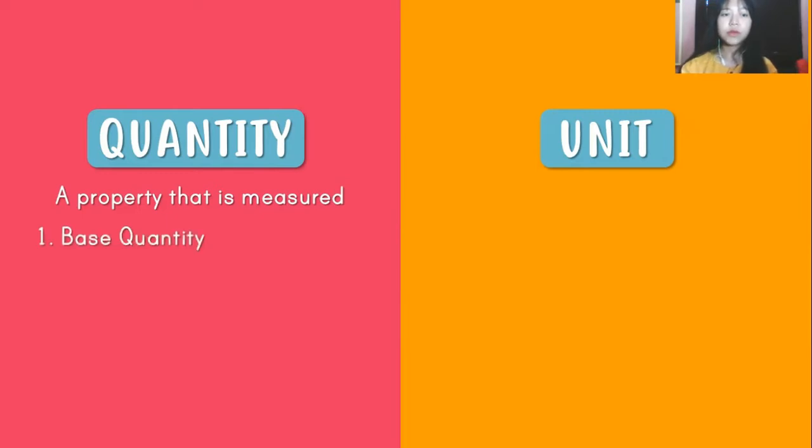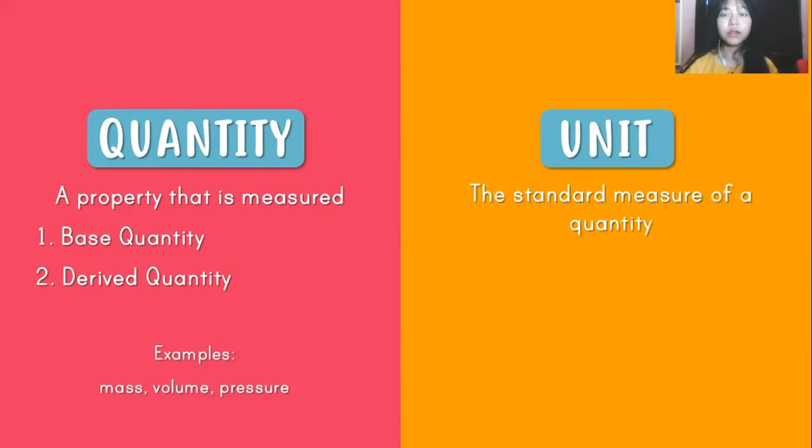There are two types of quantity. The first one is base quantity or the fundamental quantity, and the second one is derived quantity. Just like its name, it is derived from the base quantity. The examples are mass, volume, and pressure. While unit is the standard measure of a quantity, and the examples are kilogram, second, and meter.